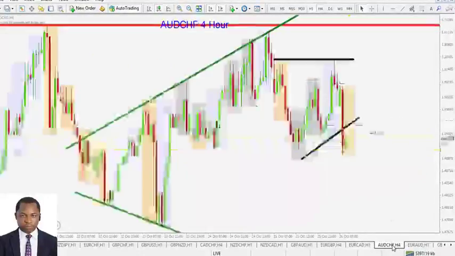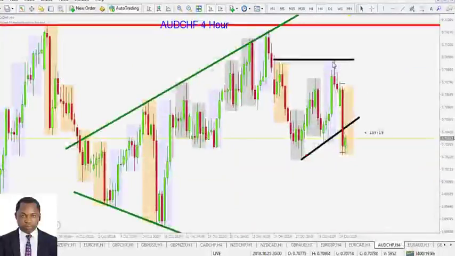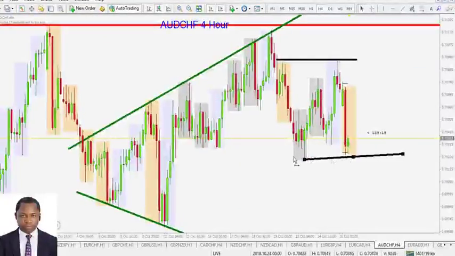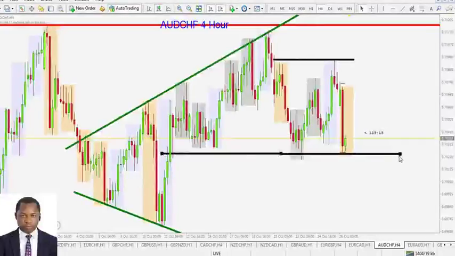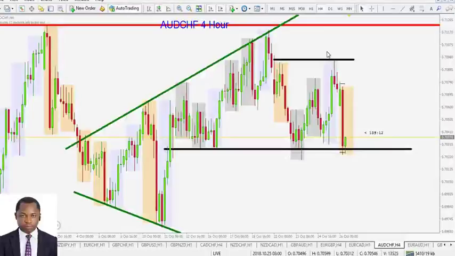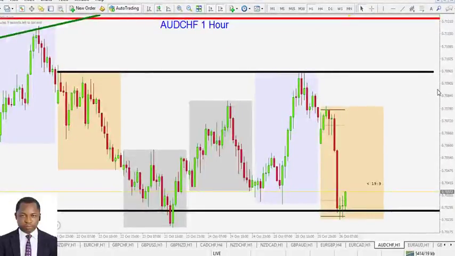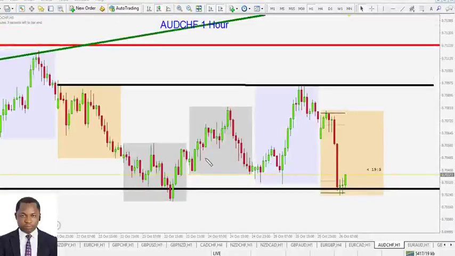Okay, nothing missed here. Australian dollar against the Swiss franc. This is a dirty chart. It's a dirty chart. A very dirty chart. Another big range.